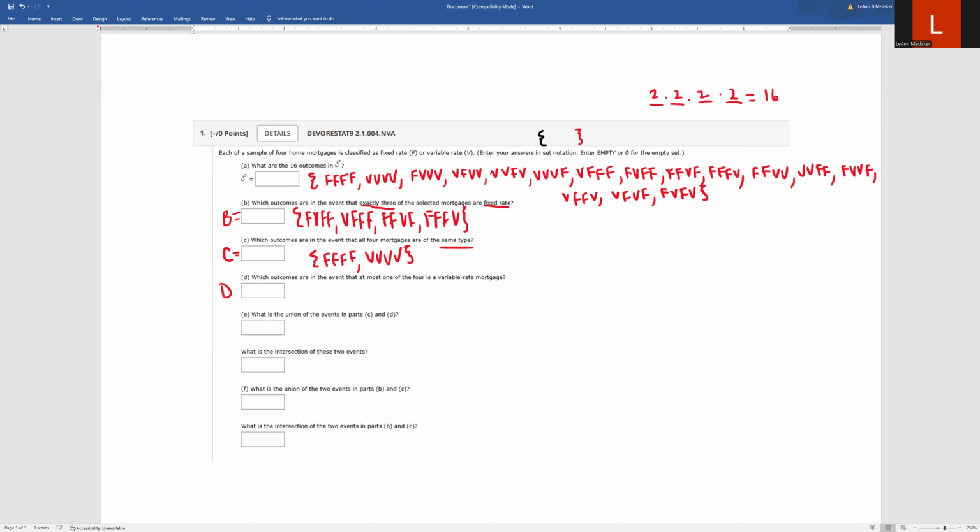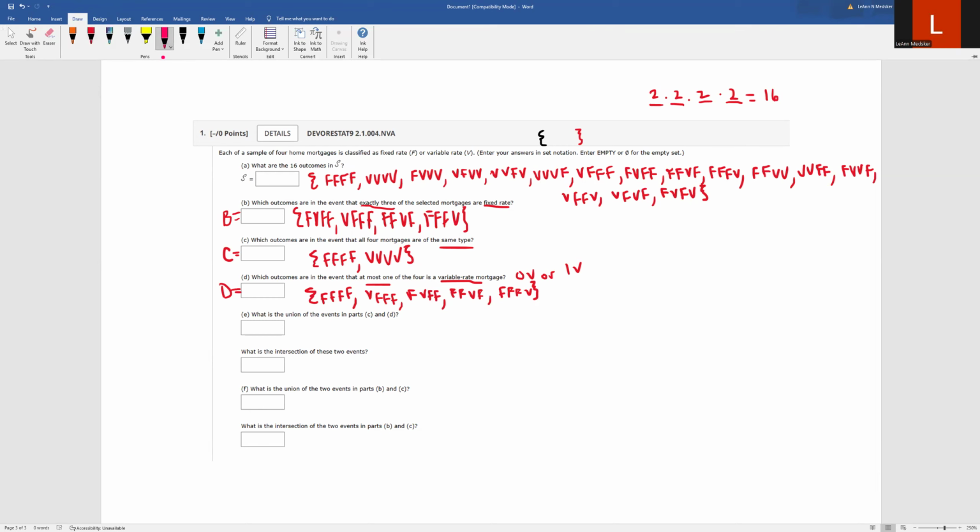Okay. Subset D. Which outcomes are in the event that at most 1 is a V? Okay, so at most 1 means either 0 V's or 1 V. So if it's 0 V's, that would be the F, F, F, F. If it's 1 V, it's the scenario that we had in part B where you had the 3 F's. So we had our V, F, F, F, our F, V, F, F, our F, F, V, F, and our F, F, F, V.